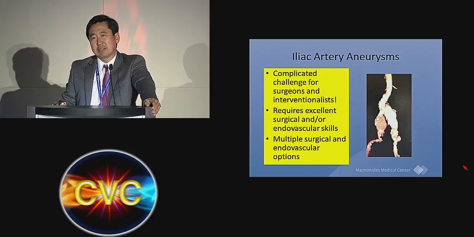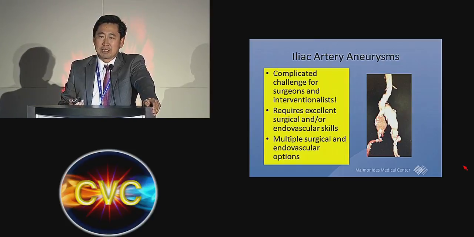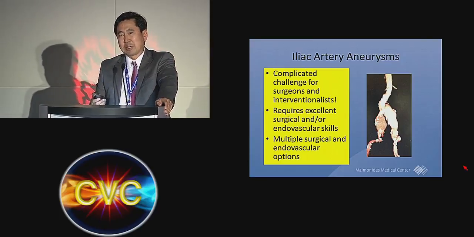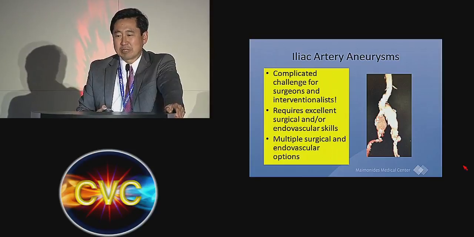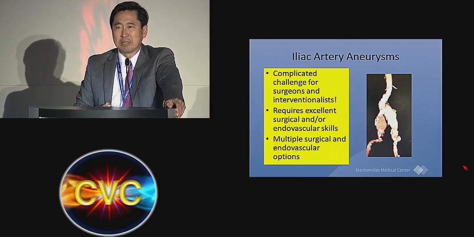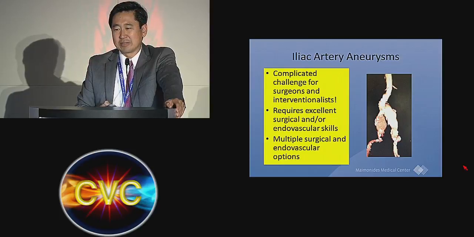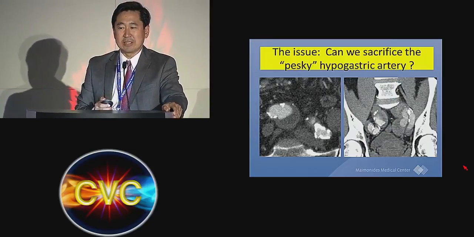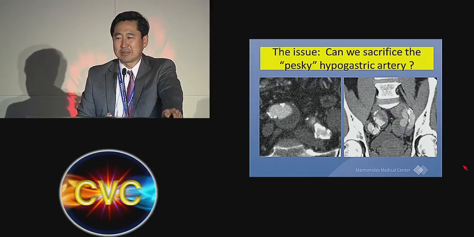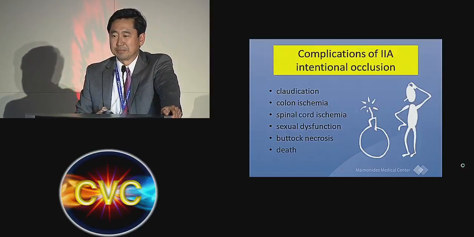So iliac artery aneurysms with EVARs are complicated because of the landing zones distally, and that's basically what I'm going to be talking about. It requires a lot of thinking and pre-planning, and often multiple surgical teams are required for successful intervention, even with the branch grafts. Now, the issue really is, can we sacrifice the pesky hypogastric artery? Do we really need it? Can we just ignore it during EVAR?